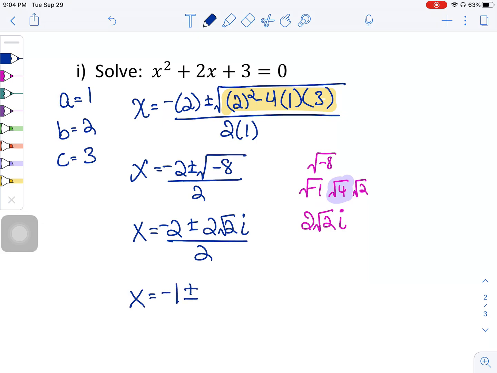Now, 2 root 2 divided by 2 is 1 root 2, or just root 2, and then the i at the end. Okay? So that's actually 2 answers for that problem because of the plus minus. I'm letting you be completely lazy in this case and just write it as a single answer representing 2. Okay?